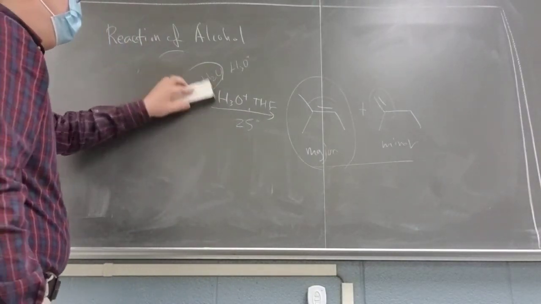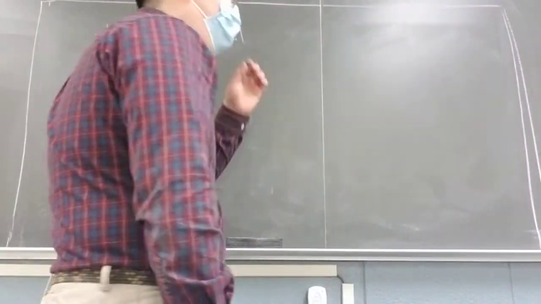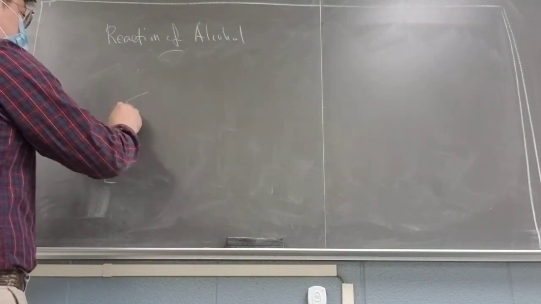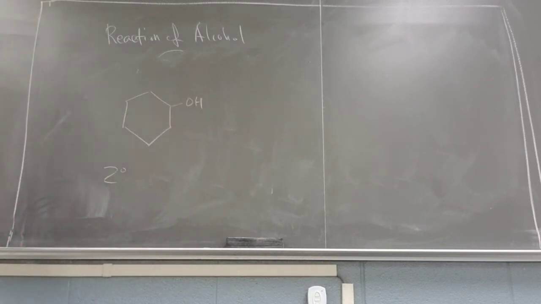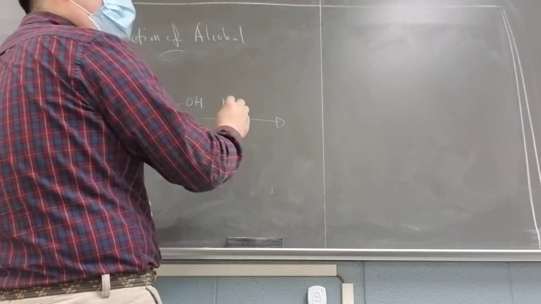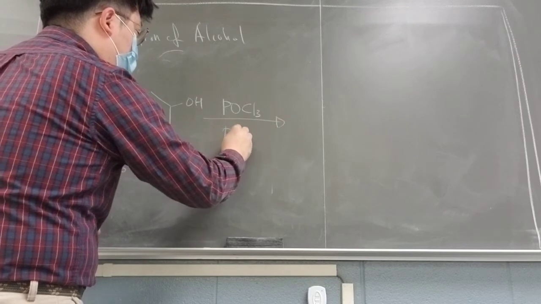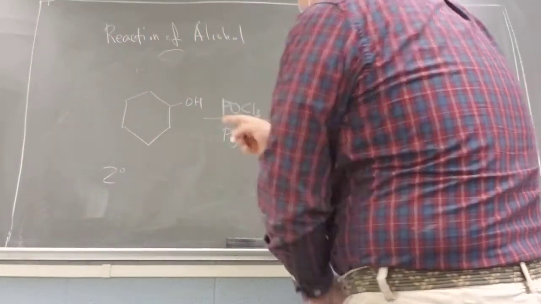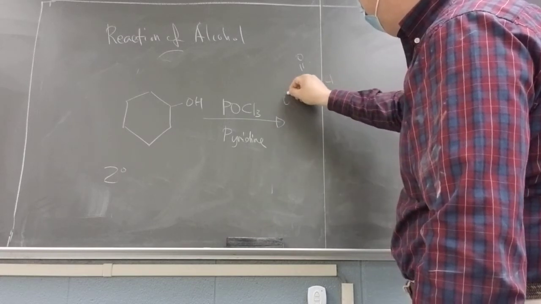All right, so if we have maybe a secondary alcohol instead of tertiary, what can we do here? Maybe you have this one over here. Then what you can do instead is use phosphorus oxychloride, and then do it with pyridine. So what happens to this one is this is what it looks like.